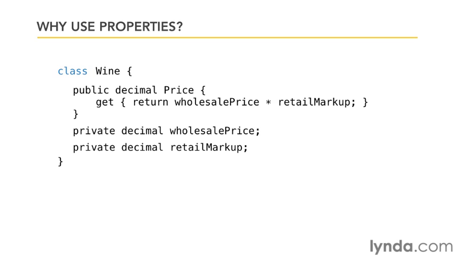So I can have some code that goes out and figures out what my retail markup is based on some other parameters I've got in my business. And the consumer of this wine class has no idea how or why I'm doing that. They just simply ask what the retail price is by accessing the property, and it's calculated for them on the fly. Let's jump over to the code and define some properties in one of our classes and see how this works.